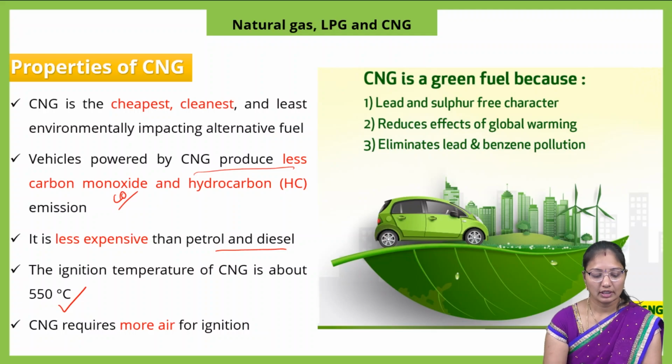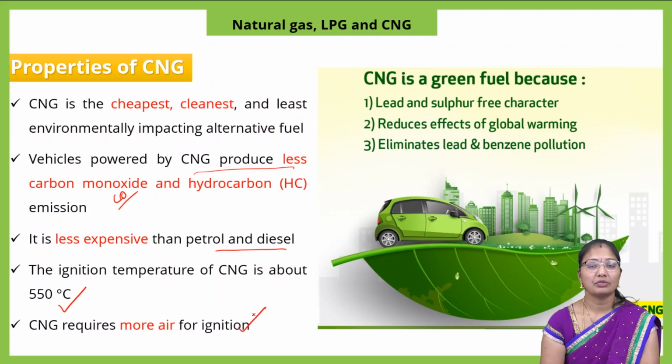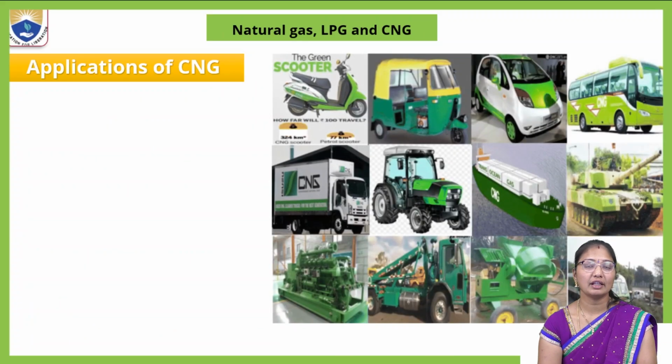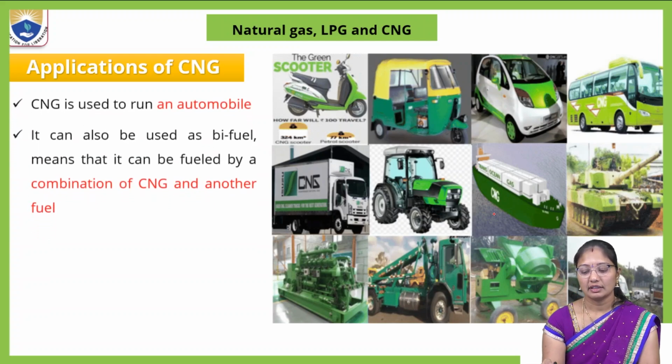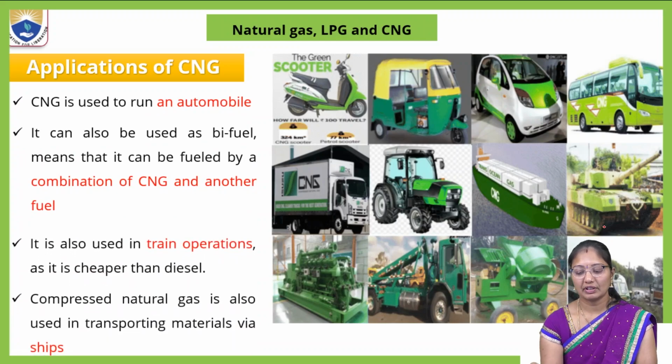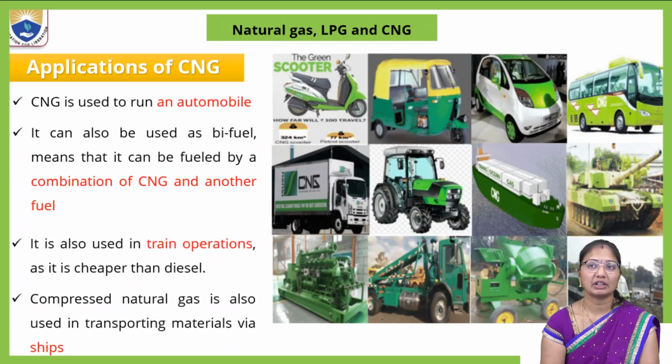CNG requires more air for ignition. It requires a lot of air for the ignition at 550 degrees centigrade. So it is used all over, in green cars, scooters, autos, cars, buses and trains, ships, even in tanks, even for the army. We can use all this CNG as an alternative for diesel and petrol.